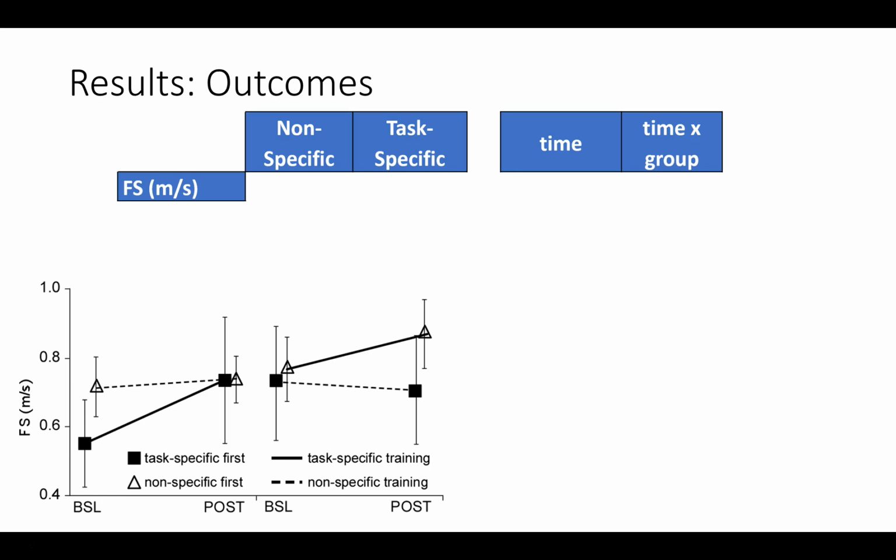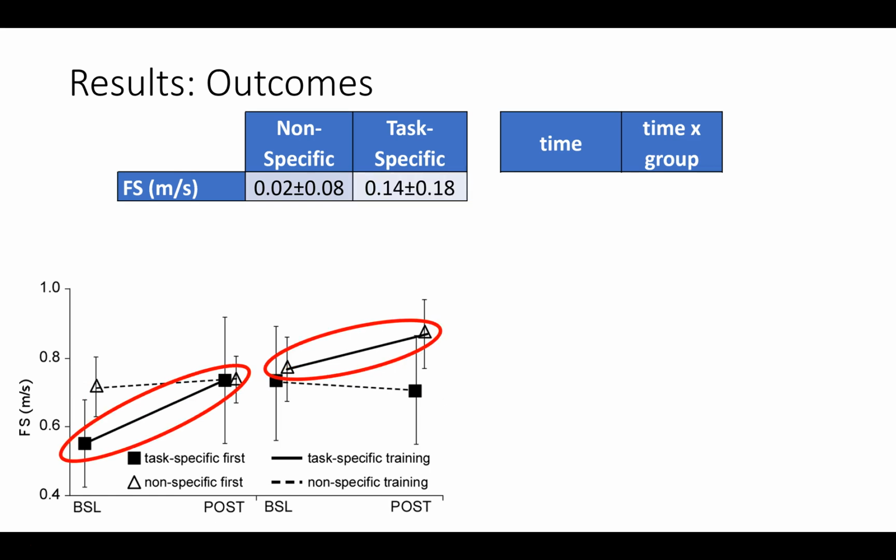When we look at the outcomes for this, when you see lines on the left and lines on the right, that's looking at which intervention they did first. So for the non-specific group, regardless of whether they did the non-specific training first or second, they had relatively small changes in their fast overground walking speed. However, conversely with the task-specific group, regardless of whether they did it first or second, they had relatively large gains in walking.